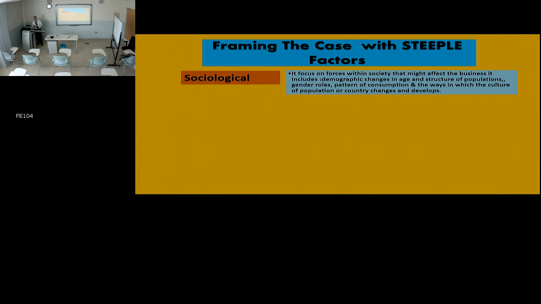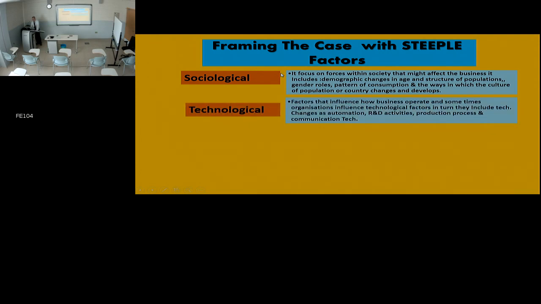So what we need now is the definition. It focuses on the forces within the society that might affect the business. It includes demographic changes in age, structure, population, gender, roles, patterns, consumption, in ways which the culture or population of the country changes. But that's the definition of what? Sociology. So bear in mind, when we look for sociological factors, we have to think about cultures, traditions, customs, nationalities, genders. Okay?